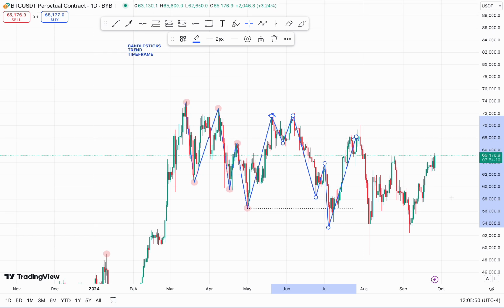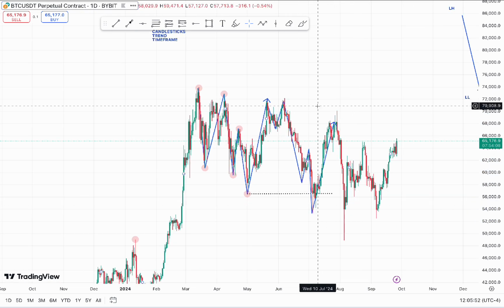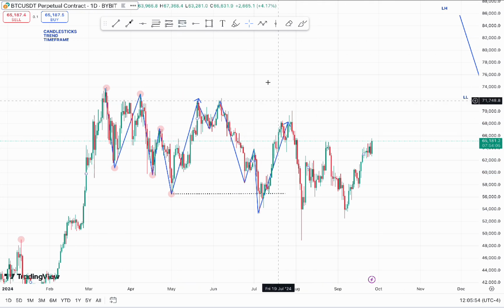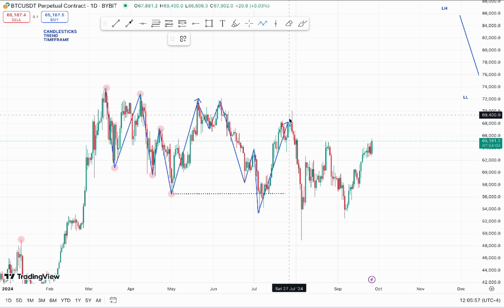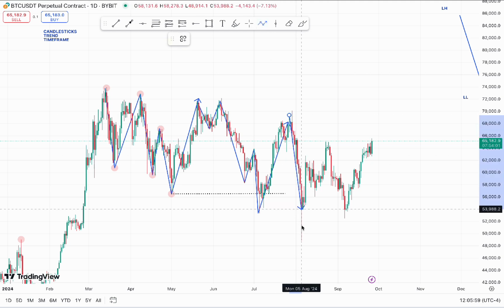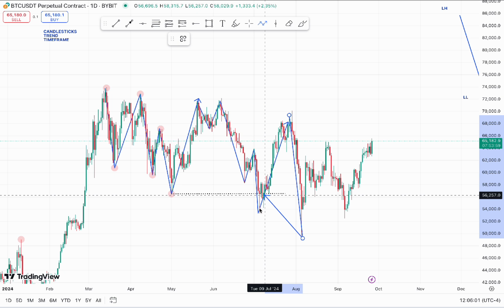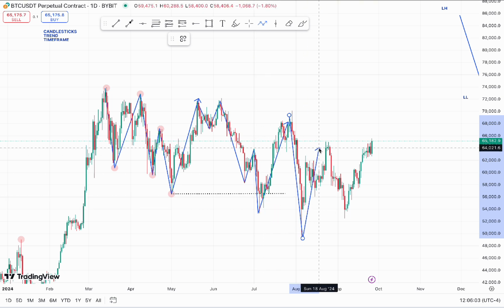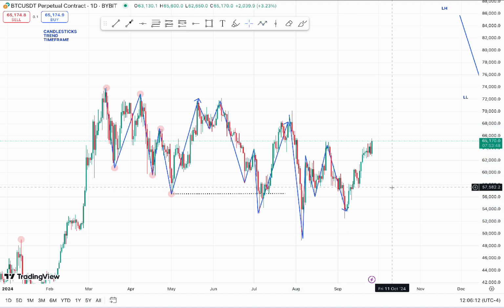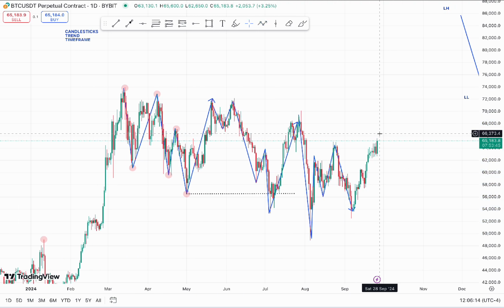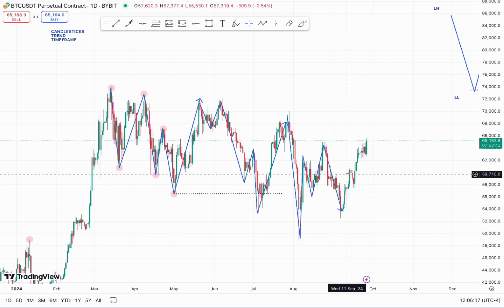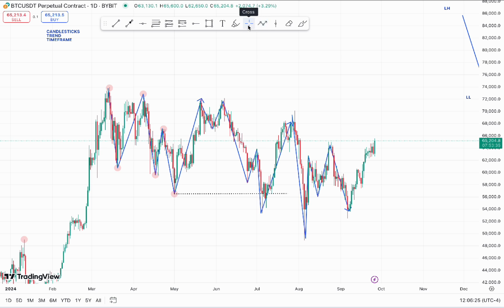Now it created this low, and then again a break, but it rejected. So now this area is a lot of manipulation. So the only time you can count that it's a break of a high, and you can think of an uptrend, is when there's a break of a high and then it did not come back to test the lows again.